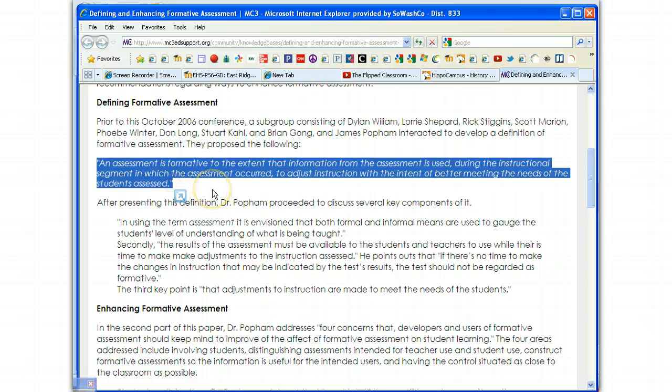An assessment is formative to the extent that information from the assessment is used during the instructional segment in which the assessment occurred, and to adjust that instruction with the intent of better meeting the needs of students assessed. So in an online setting, this online assessment would be connected to that lesson plan, so that students would understand what they know and what they don't know, and teachers would also be able to understand what students don't know and either remediate that or directly intervene in that student's learning.